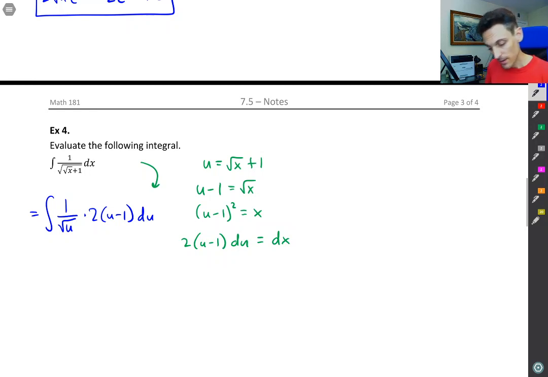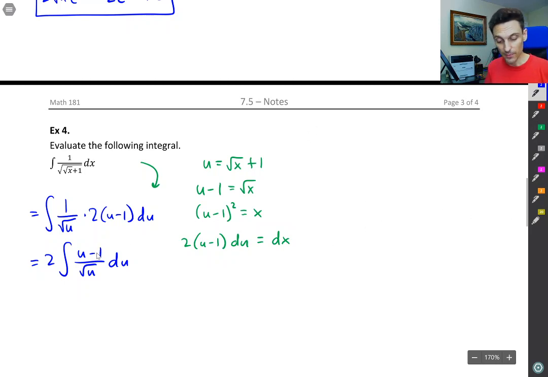All right. So now what we can do is try to simplify. So we're going to get 2, and then the integral of u minus 1 over the square root of u du. Now from here, there's a minus on the top of the fraction, so that's great because we can break this into 2 smaller fractions. We'll just have u over the square root of u minus 1 over the square root of u. Fractions can break like that when you have addition or subtraction on the top. Let's do that.